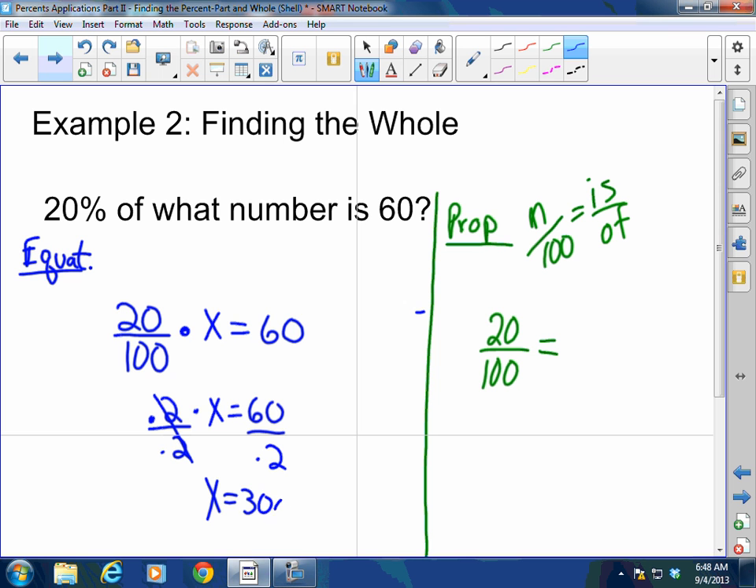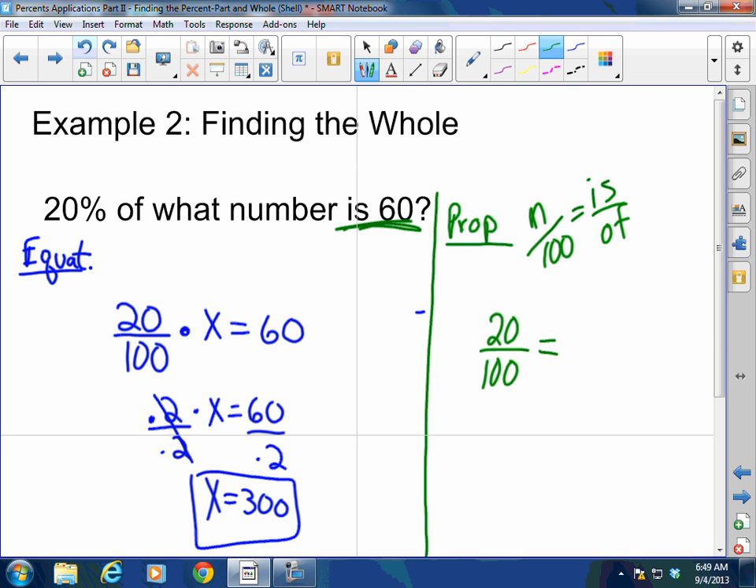Okay, I do apologize for that. But you should set it up as 20 over 100, okay? So that's why this is not going to become 0.2, because I have to set it up in the proportion method as a proportion, as a fraction. Okay. So 20 over 100 equals is over of.